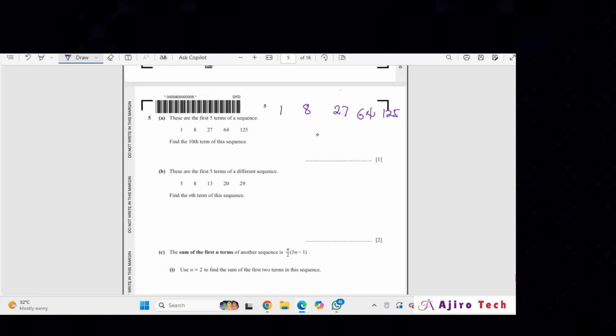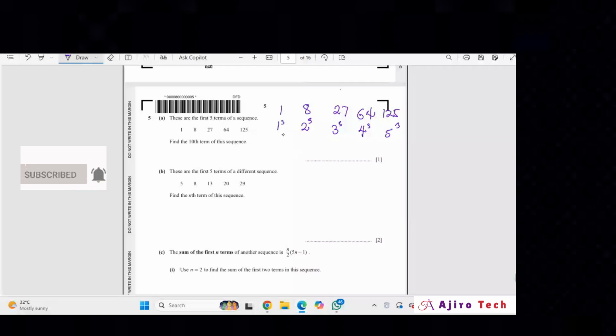Okay. Now, the pattern here is simple. You agree with me that it's just cube of numbers. Yeah, that is 1 raised to power 3. If you do 2 raised to power 3, if you do 3 raised to power 3, if you do 4 raised to power 3, and if you do 5 raised to power 3, they are just telling you about cube numbers. Any question here? They're just telling us about cube numbers.